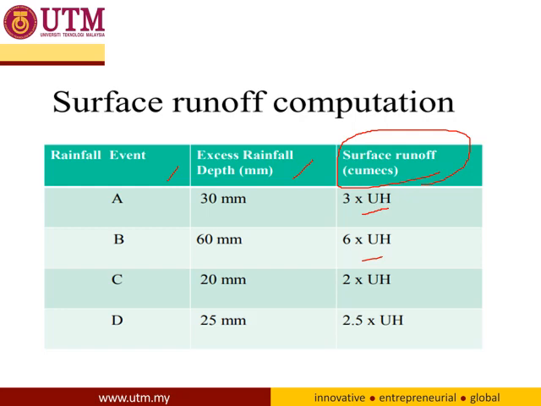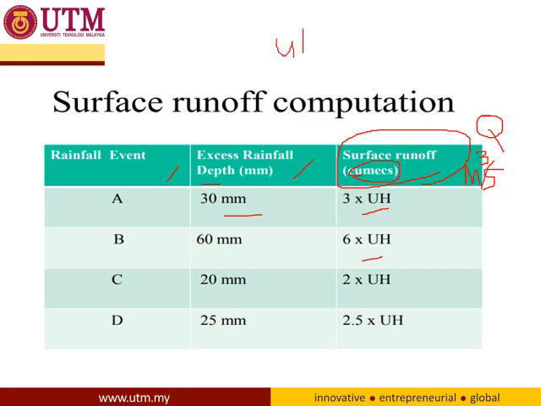But remember, this surface runoff, the unit is still meter cube per second. But it will not be a unit hydrograph anymore. Once you multiply by the storm excess rainfall, it will not be the unit hydrograph anymore. It will be the hydrograph. It will be just Q with the unit meter cube per second. You have already eliminated the per 1 centimeter depth.